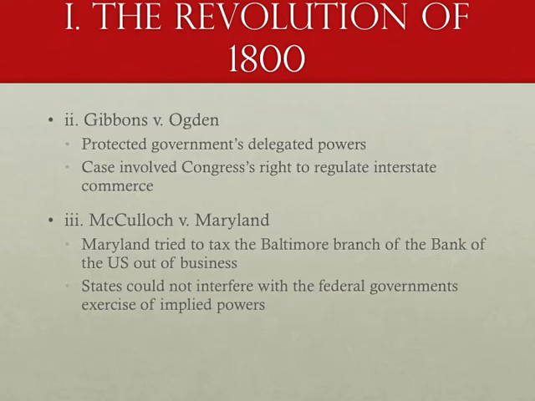Okay, Gibbons versus Ogden is the next case. Pretty much in this case, it's an issue of interstate commerce. You have New York trying to grant a monopoly to a company to use the waterways there, and that would have interfered with the federal government's right to use those waterways for trade.